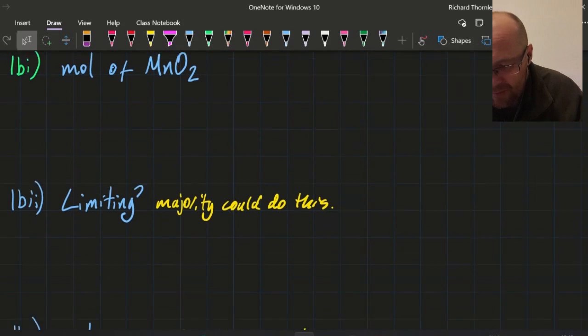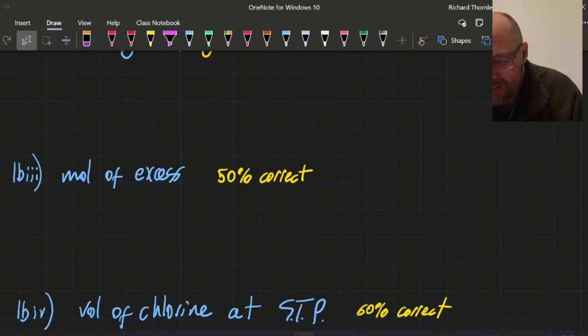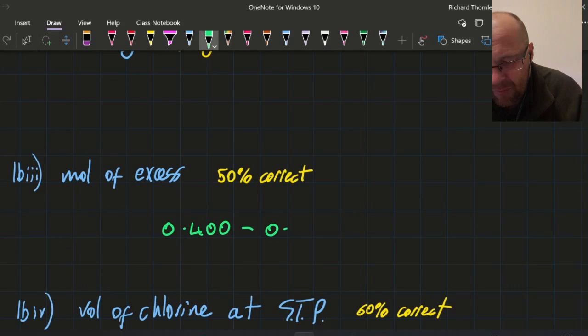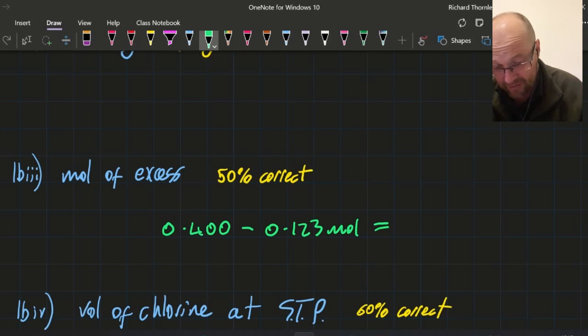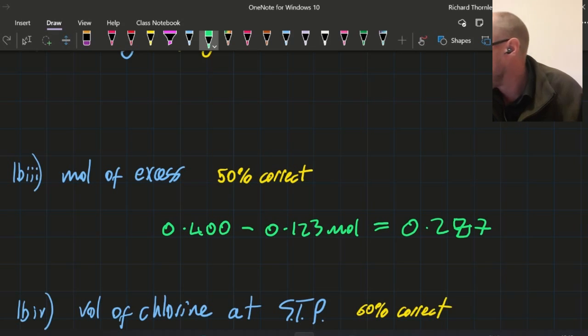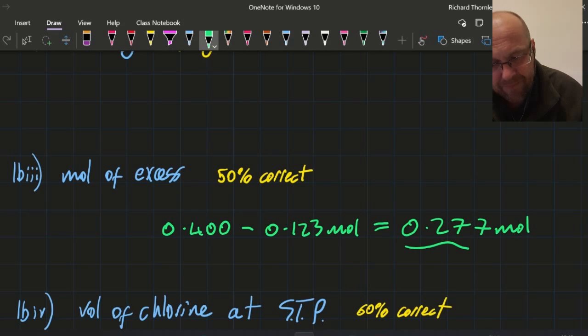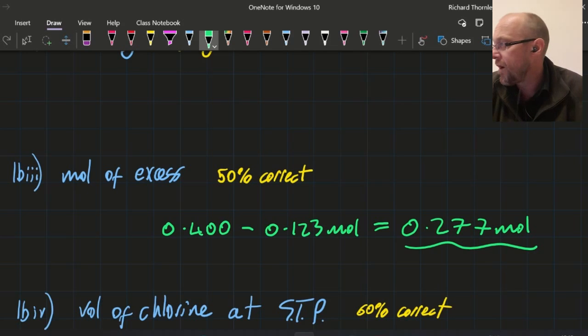Half the people could do this. So I put in 0.400 moles and I used 0.123 moles. So my excess is going to be the difference. What's that? 0.277? No, 287. Yeah, 277. There we go. That's the answer. That's the 1 point. I worked quite hard for that.